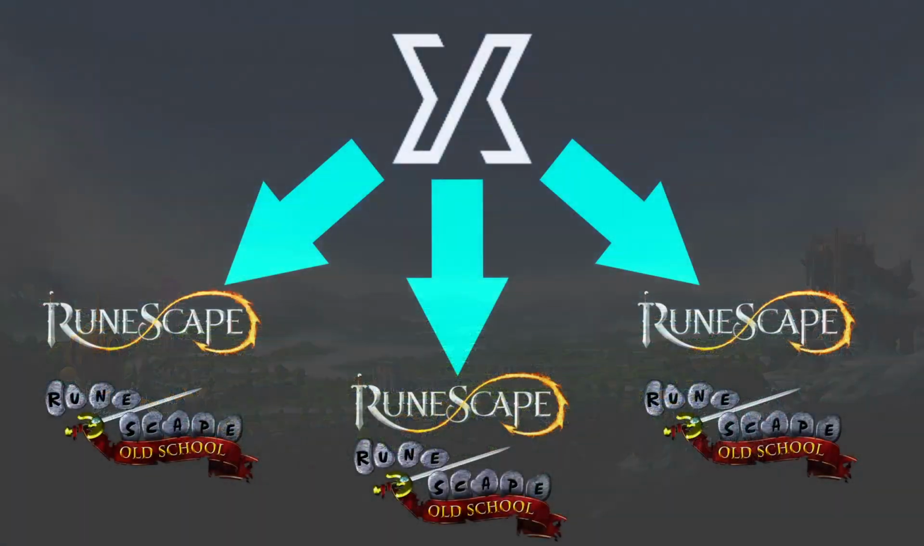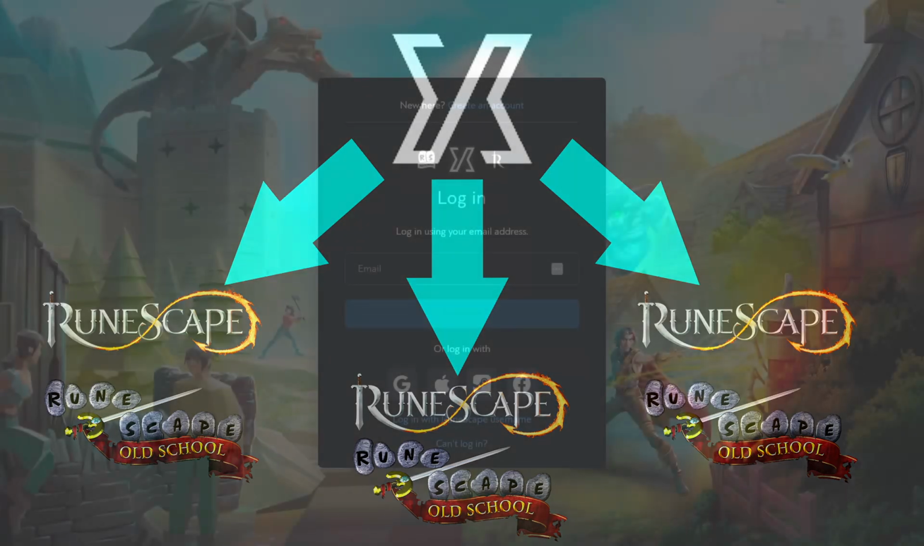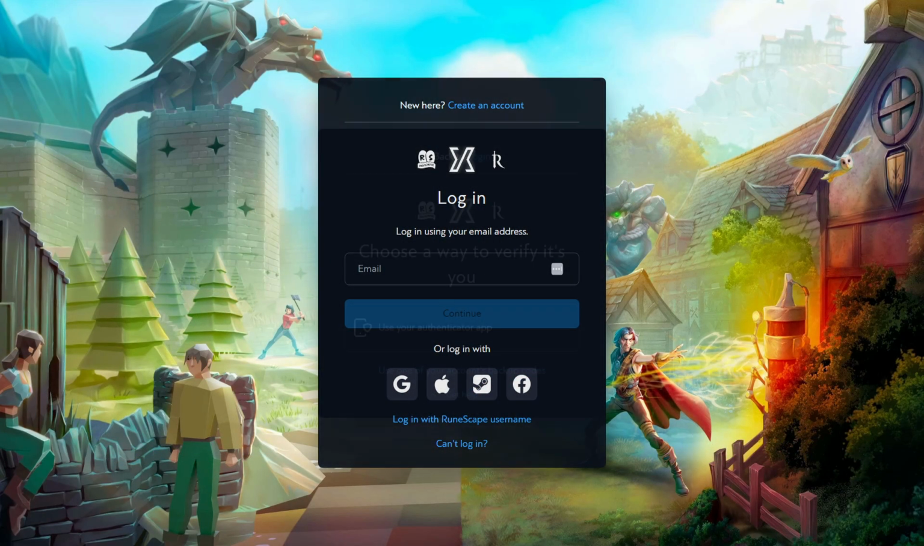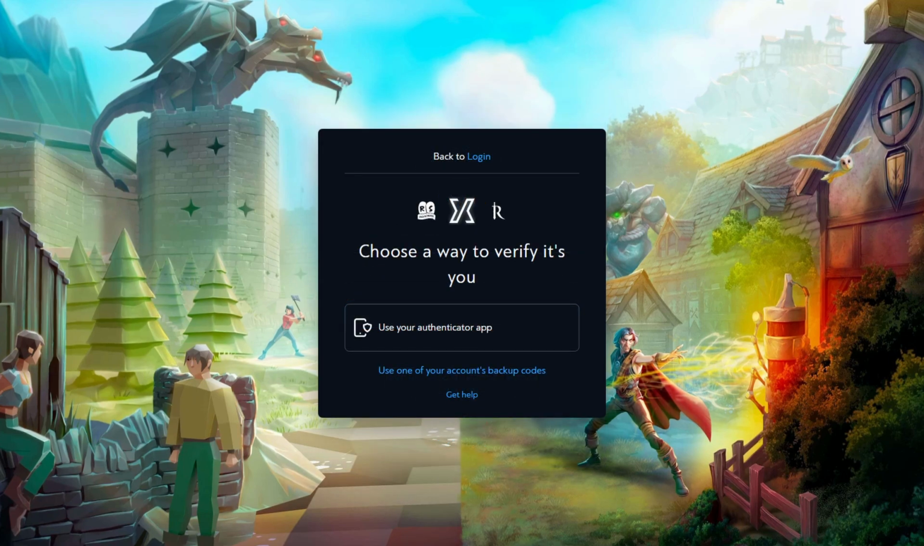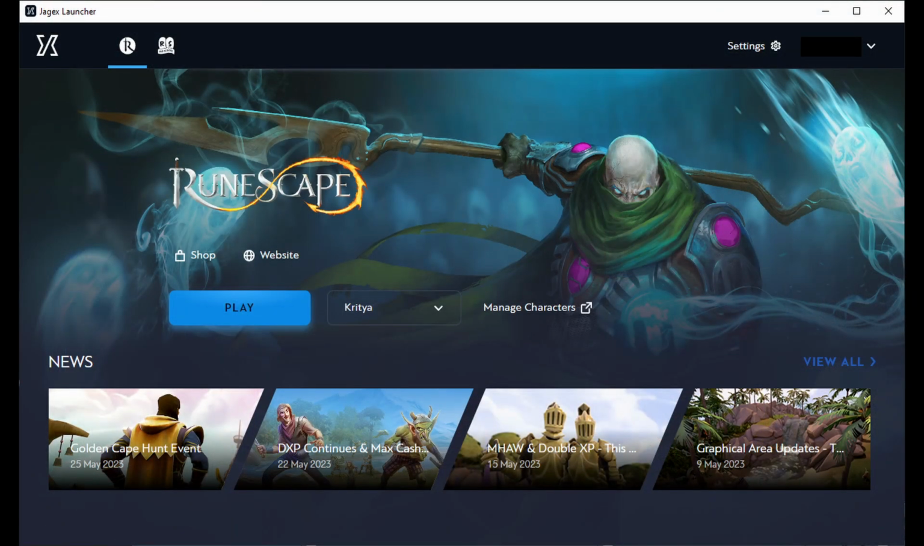A Jagex account is a new account that you use to manage all of your existing RuneScape accounts, otherwise known as characters. It requires an email address and supports two-factor authentication with backup codes. More on those later. By logging into the Jagex launcher with a Jagex account, you're able to, with a single click, log into any of the characters linked to that Jagex account.